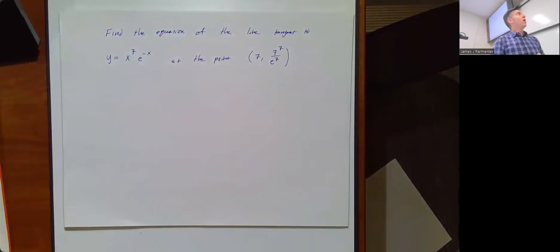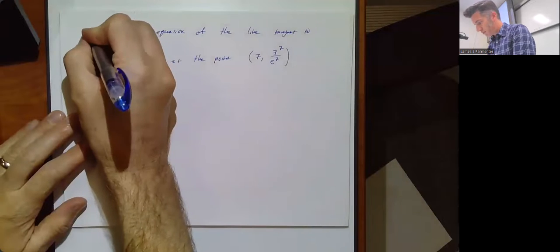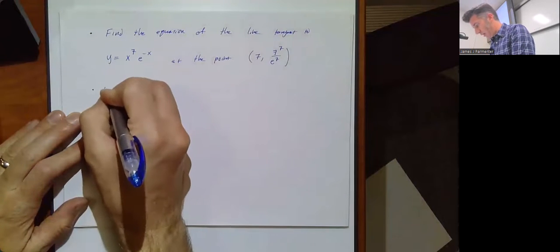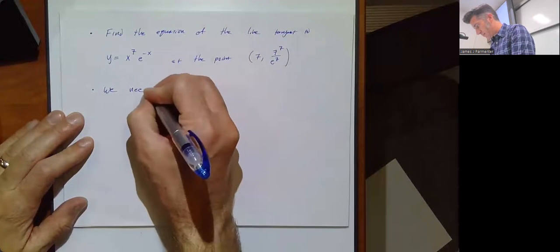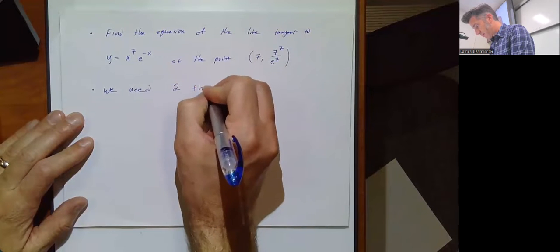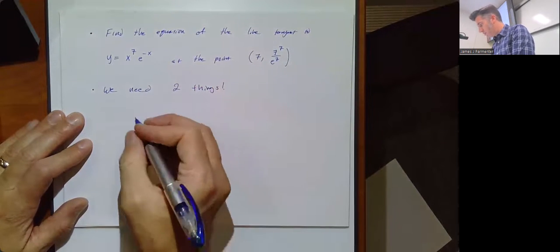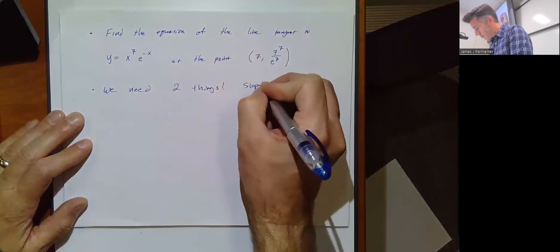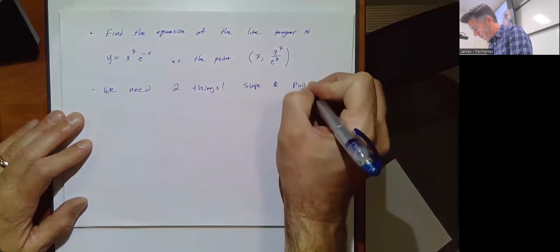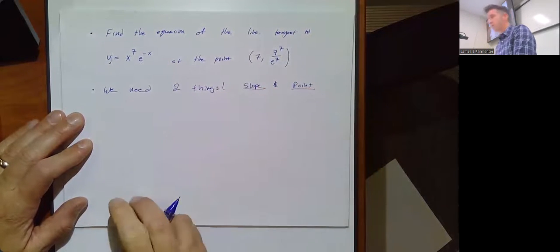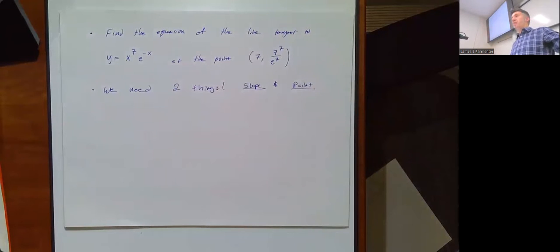All right, so to find the equation of a tangent line, you need 2 pieces of information. We need a slope, and we need a point. And we already have one of them. They were really nice. They didn't even just give us x, they gave us the x and y coordinate.